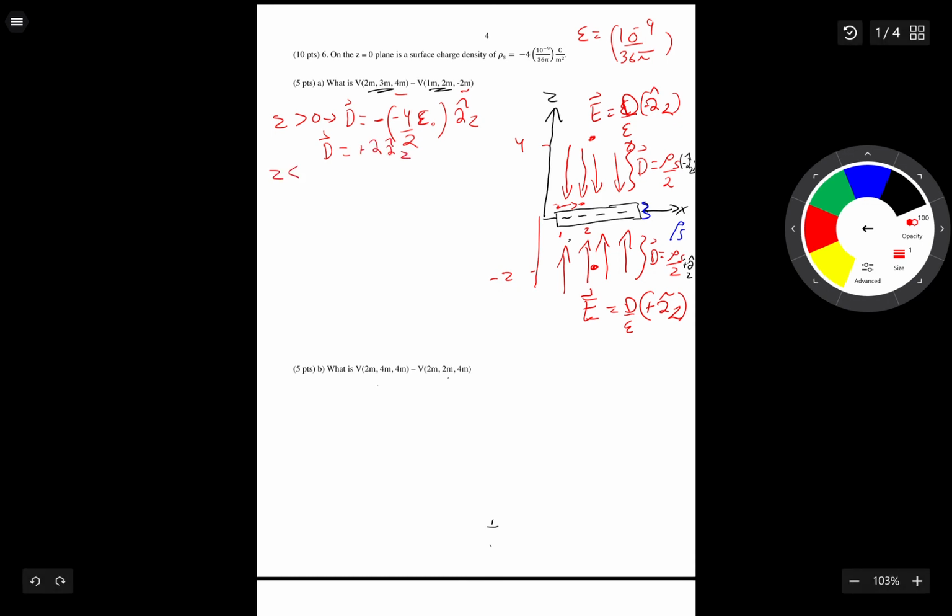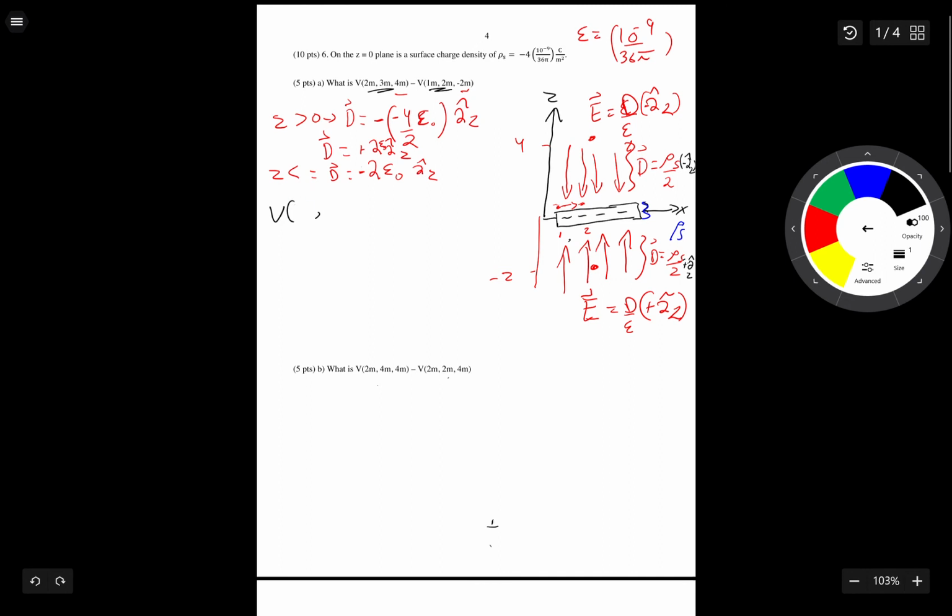And similarly, for z less than 0, we have our electric flux density, going to be positive 2 epsilon_0 in the a_z direction. So we know our change in potential is V from 2, 3. Okay, I don't have a lot of space, so I'm not going to write all the components down.